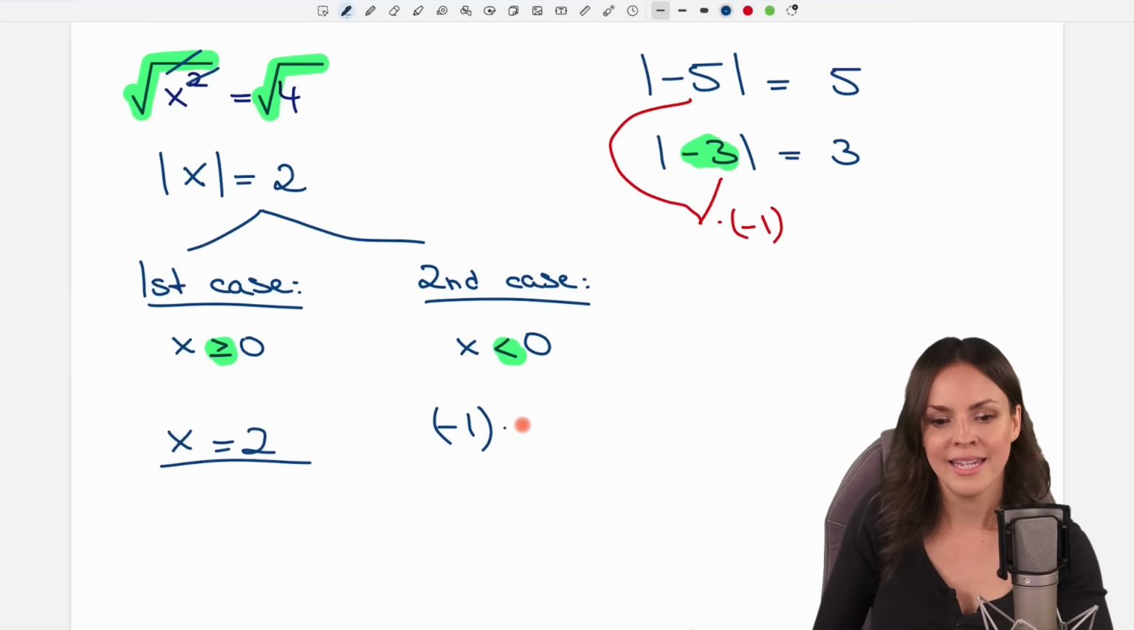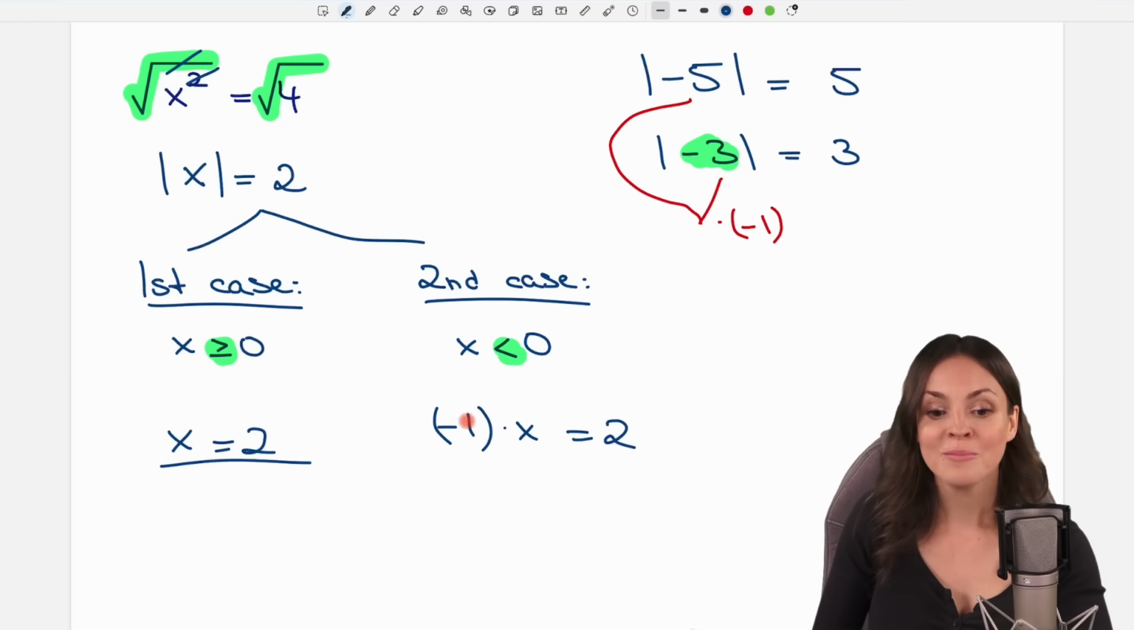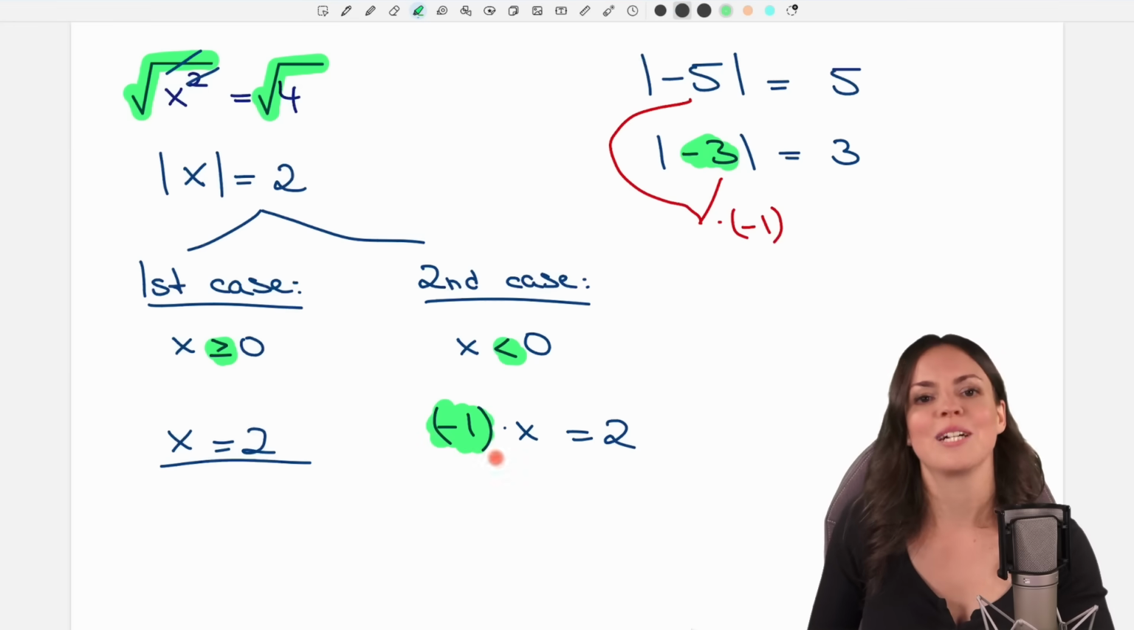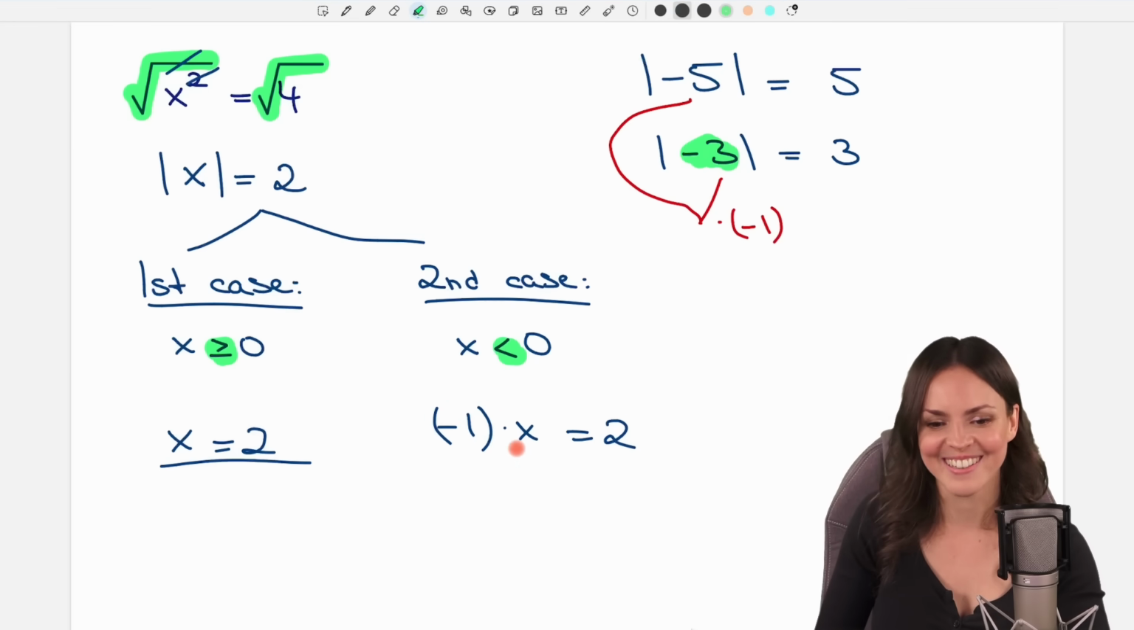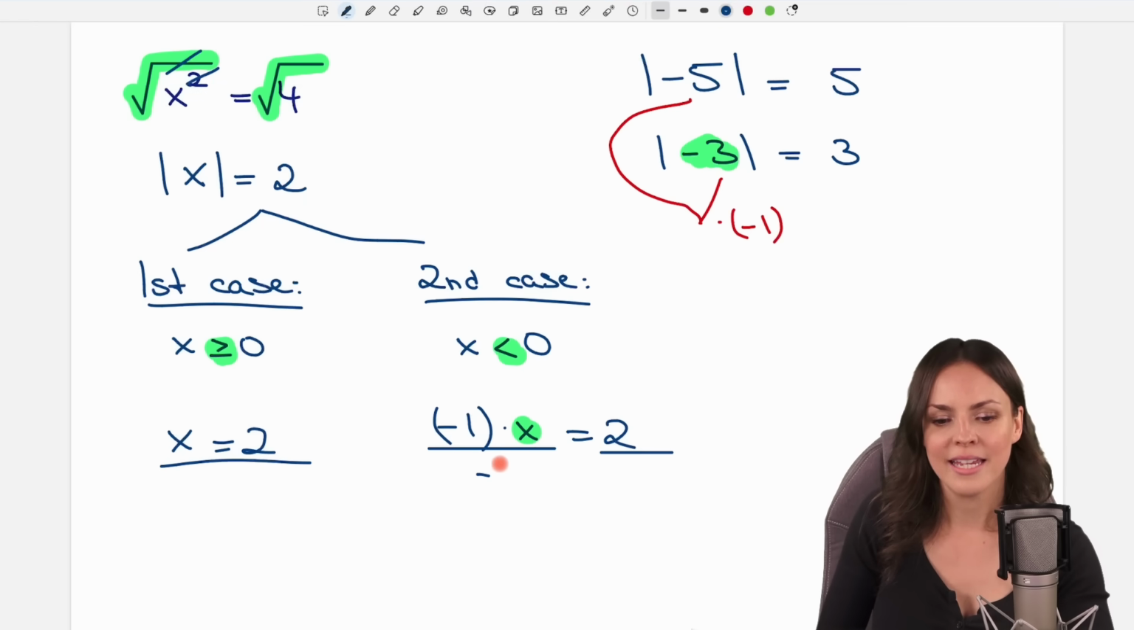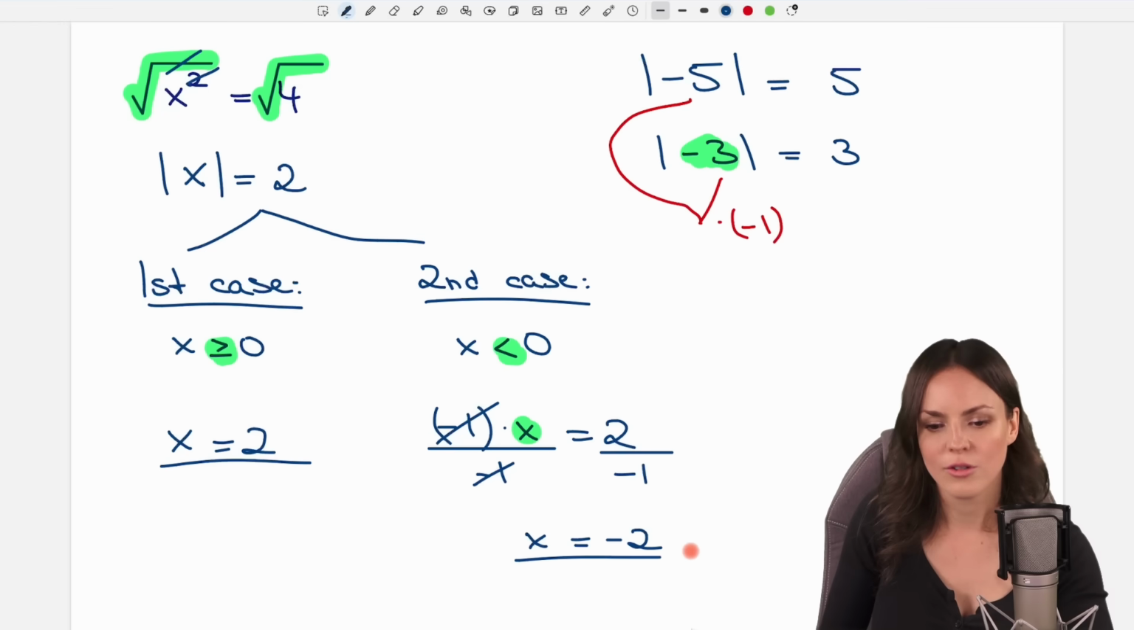So we multiply the x by -1, then we are allowed to leave out the absolute value, and on the other side we have our 2. See it now? Because of this -1, we have our negative result. So if we want to solve for x, we just have to divide both sides of the equation by -1. This cancels out, only our x is left, and here we get our negative result.